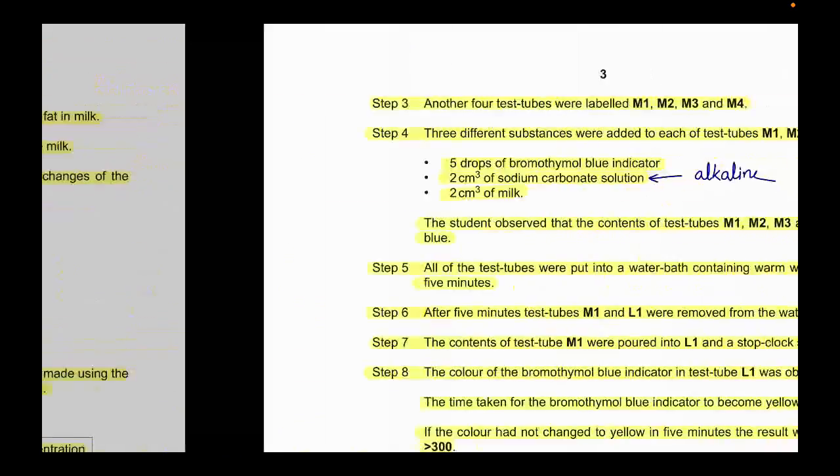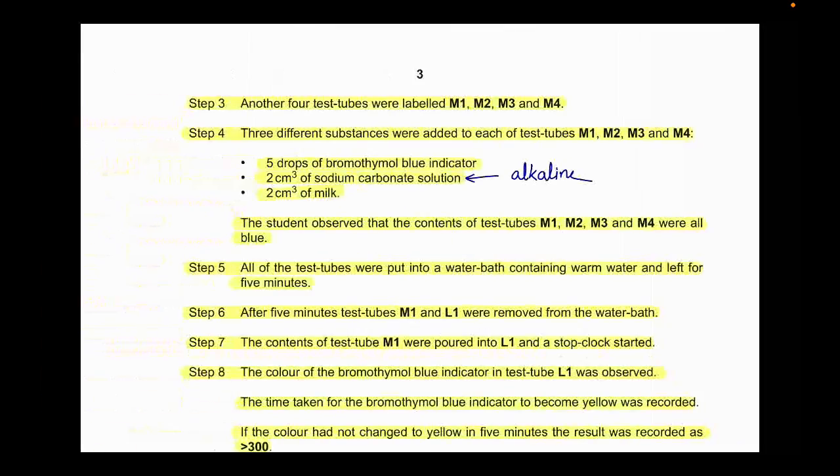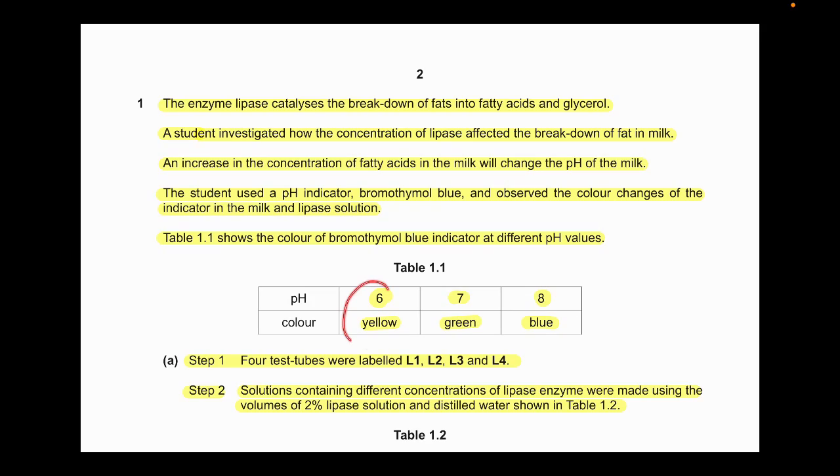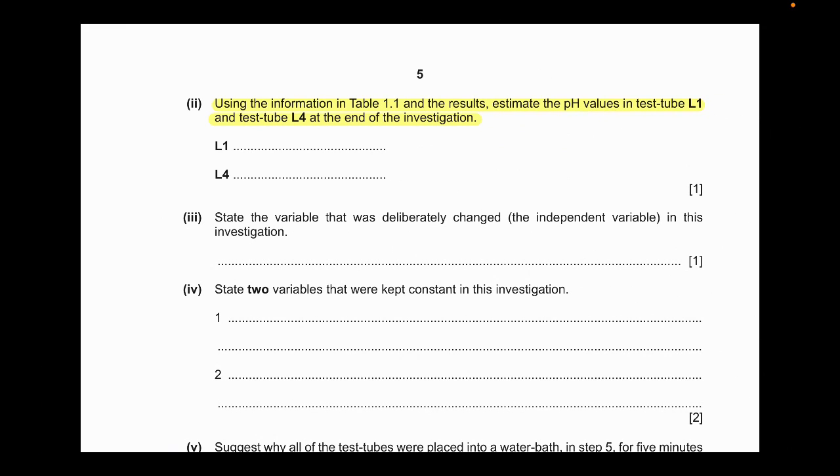And for L1 the reaction completes, so it has become yellow. And if it becomes yellow, then it will be pH 6. So the answer for L1 will be pH 6 and answer for L4 will be pH 8.